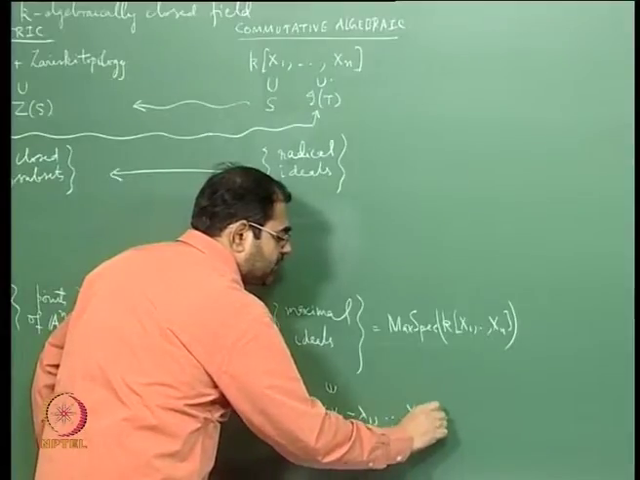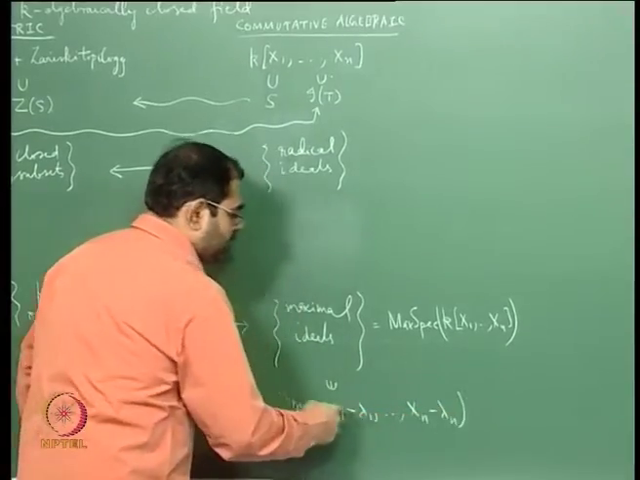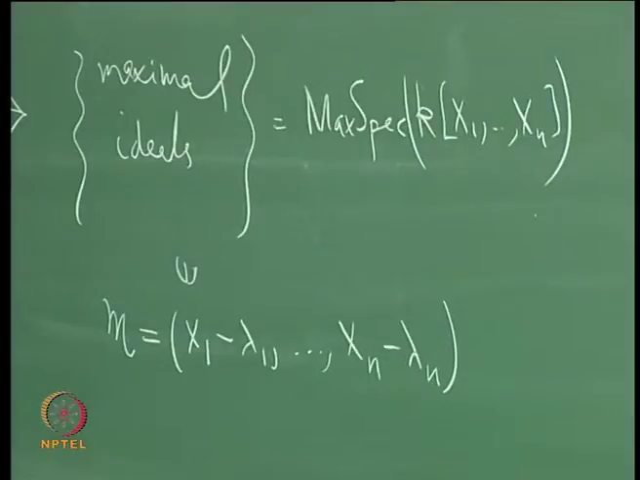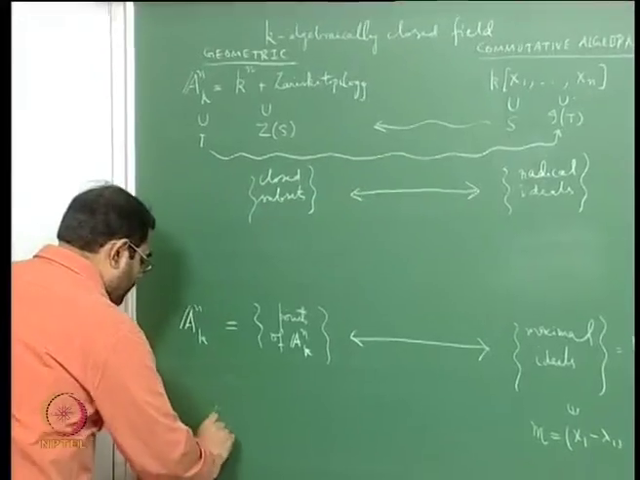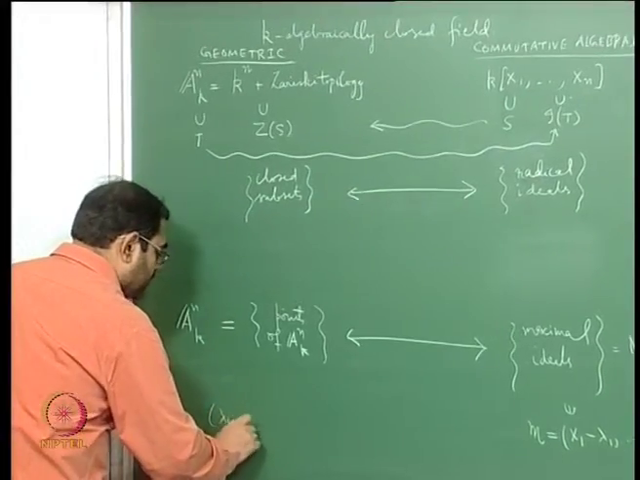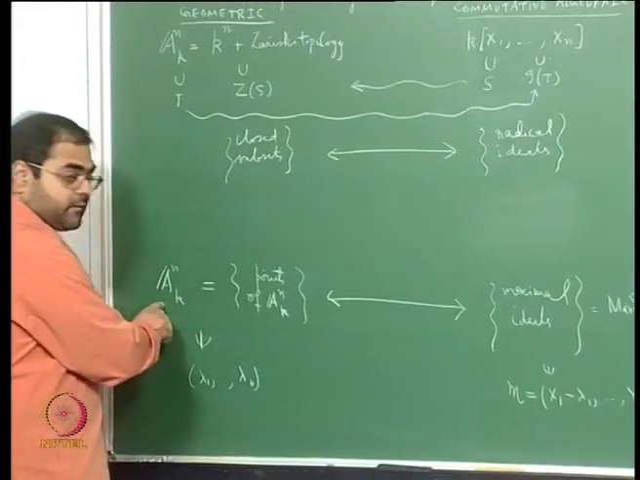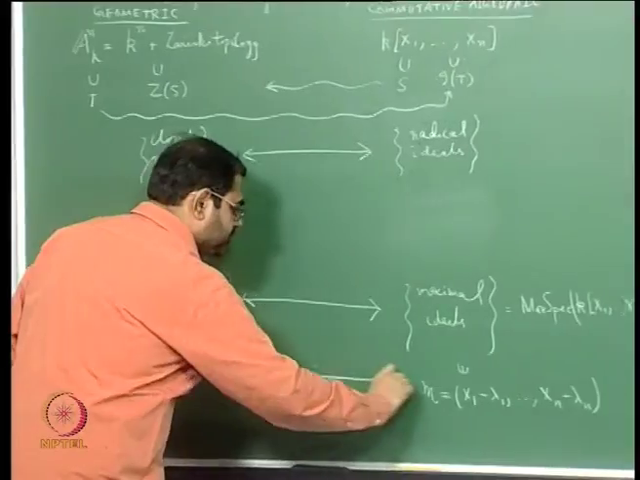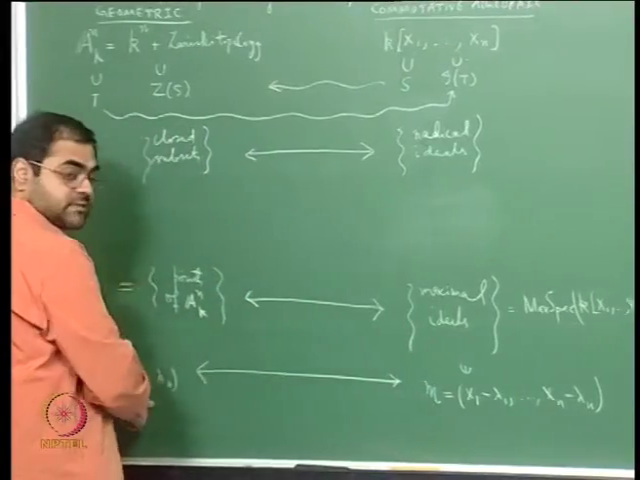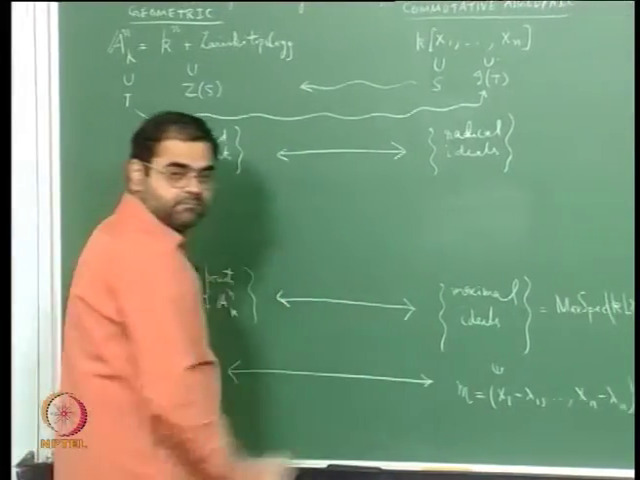It will be generated by xi minus lambda i, for an n-tuple lambda 1 through lambda n, which will be a point of A^n. And this is the correspondence, because the zero set of this is this and the ideal of this will be that, okay.